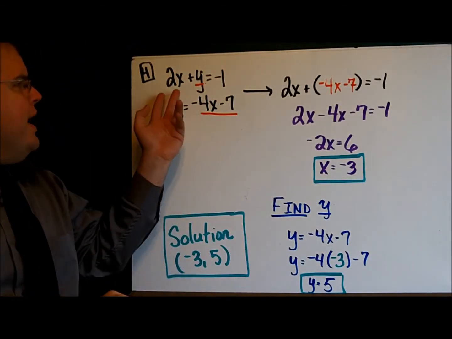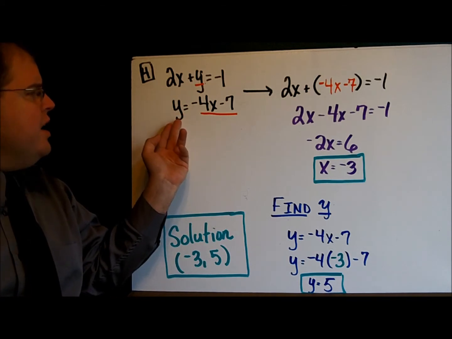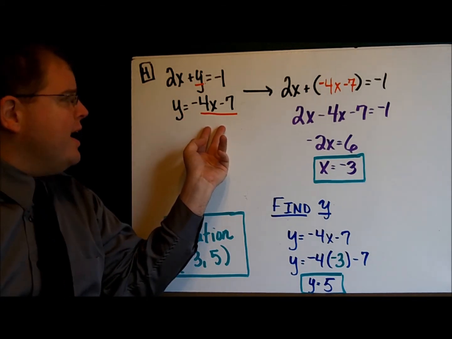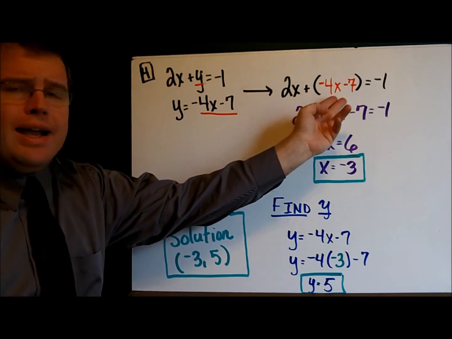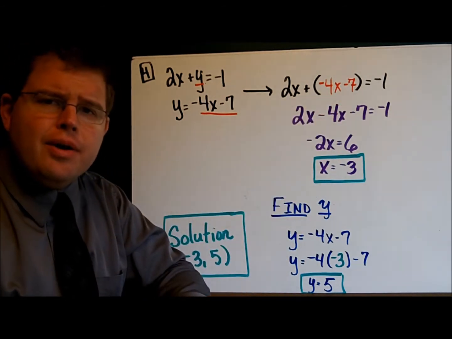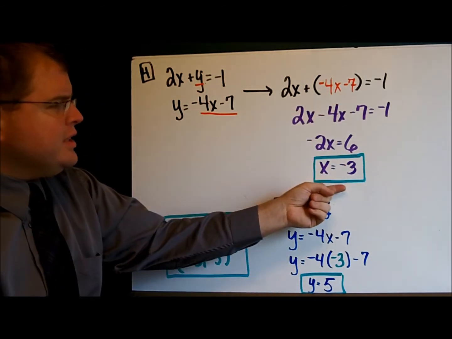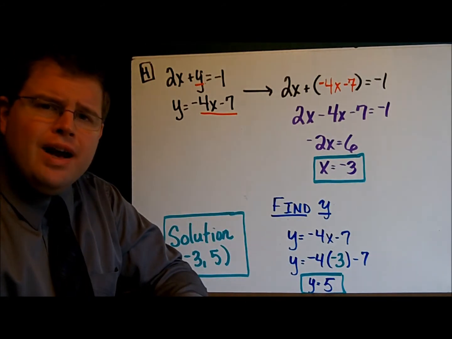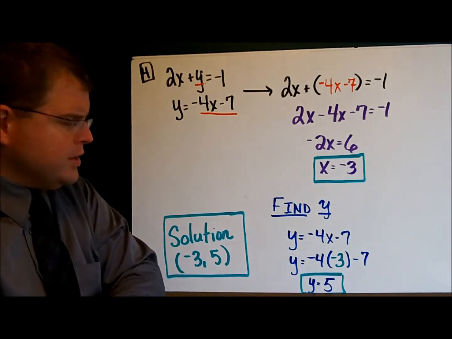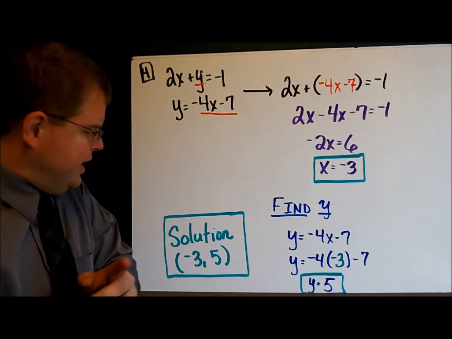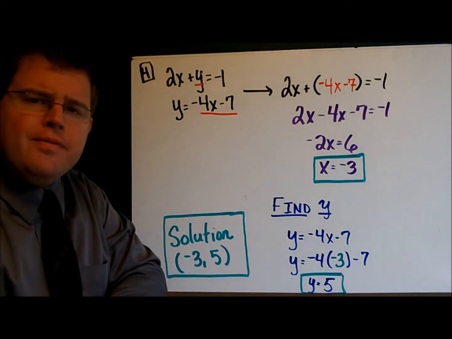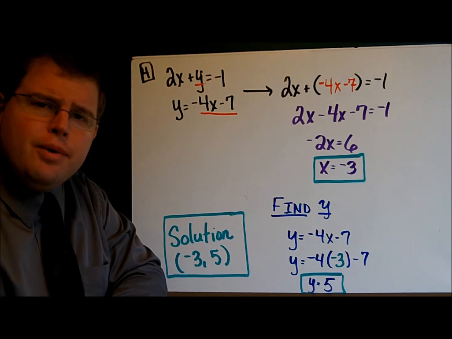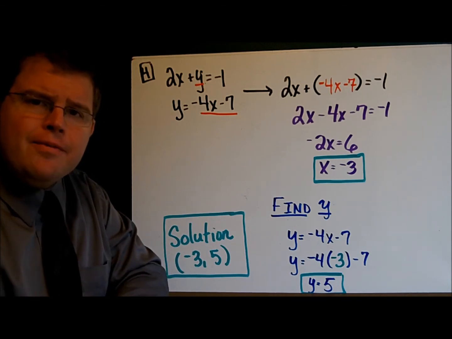Example 4, we had once again our two equations. We have y as negative 4x minus 7, and so I can simply plug that into the other equation. Then I go through and solve. I get x equals negative 3. Don't forget to find the y value. Y equals 5. And so the solution is the point negative 3, 5. X equals negative 3. Y equals 5.